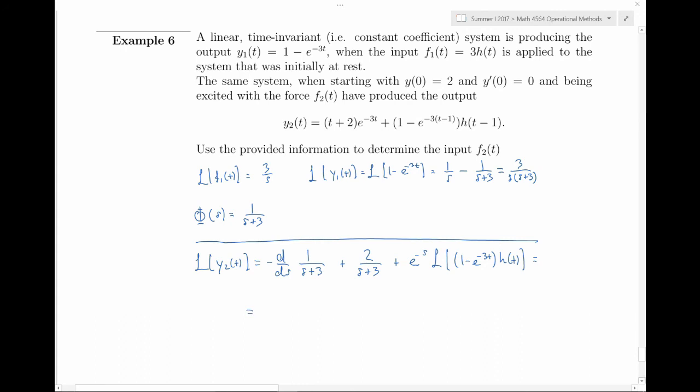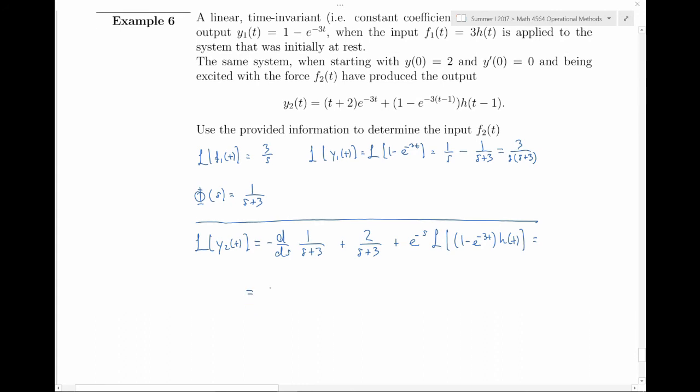Well, computing this gives us 1 over s plus 3 squared plus 2 over s plus 3 plus e to the minus s multiplied by 1 over s minus 1 over s plus 3.